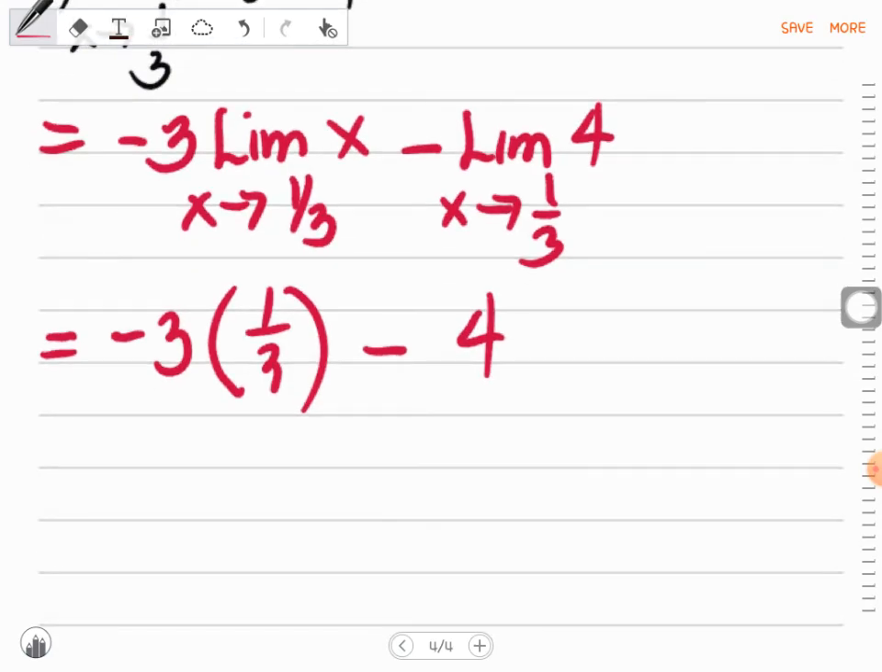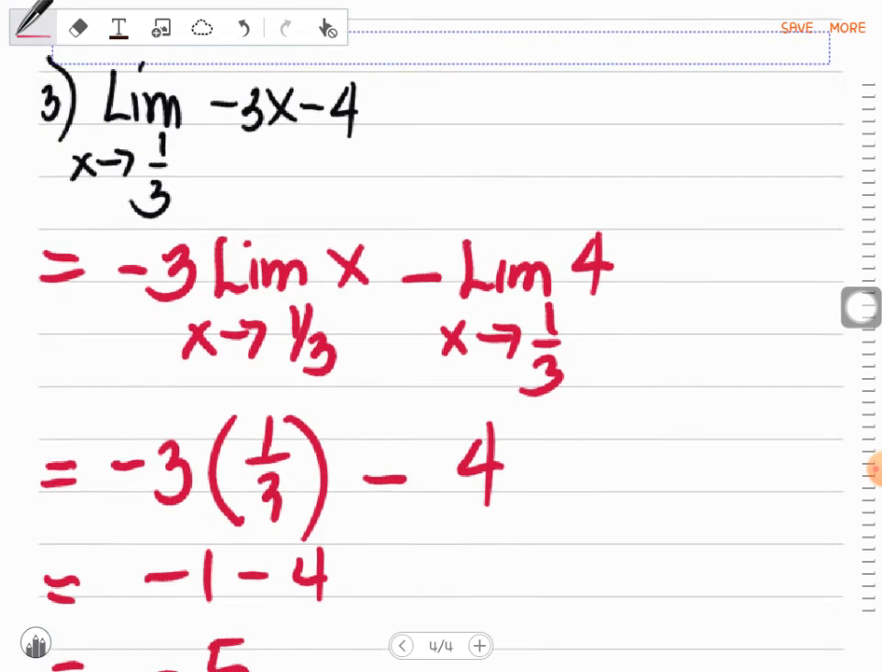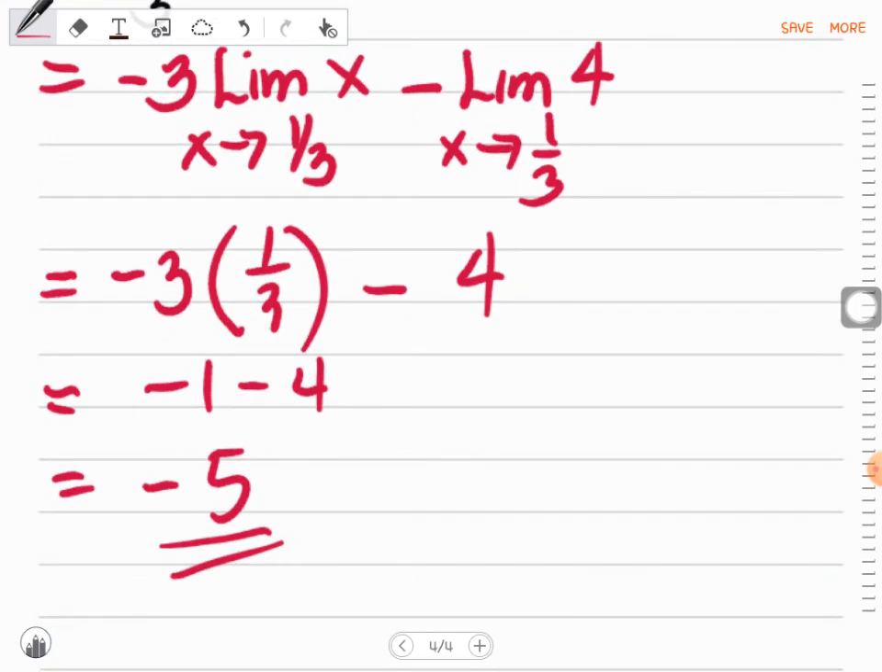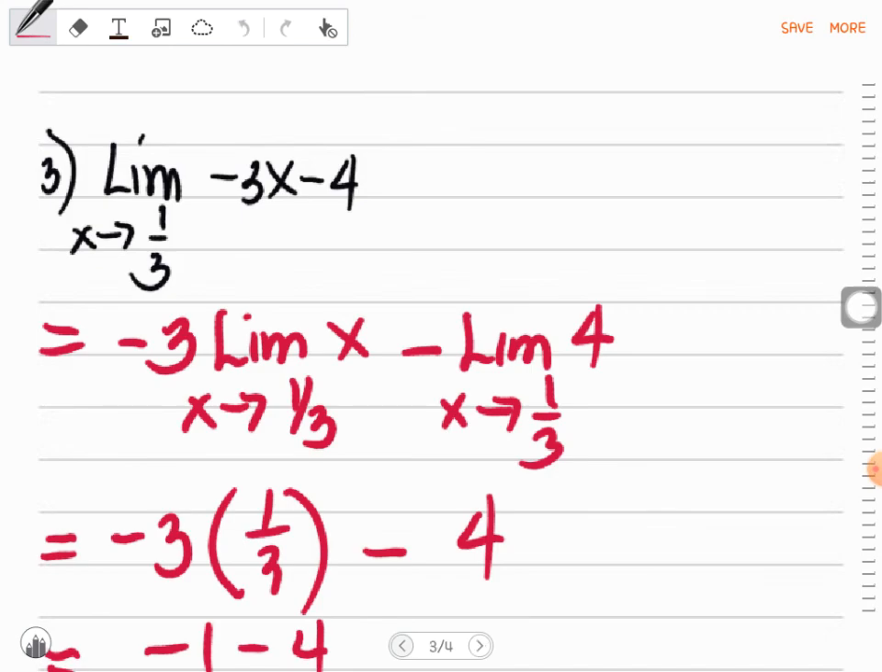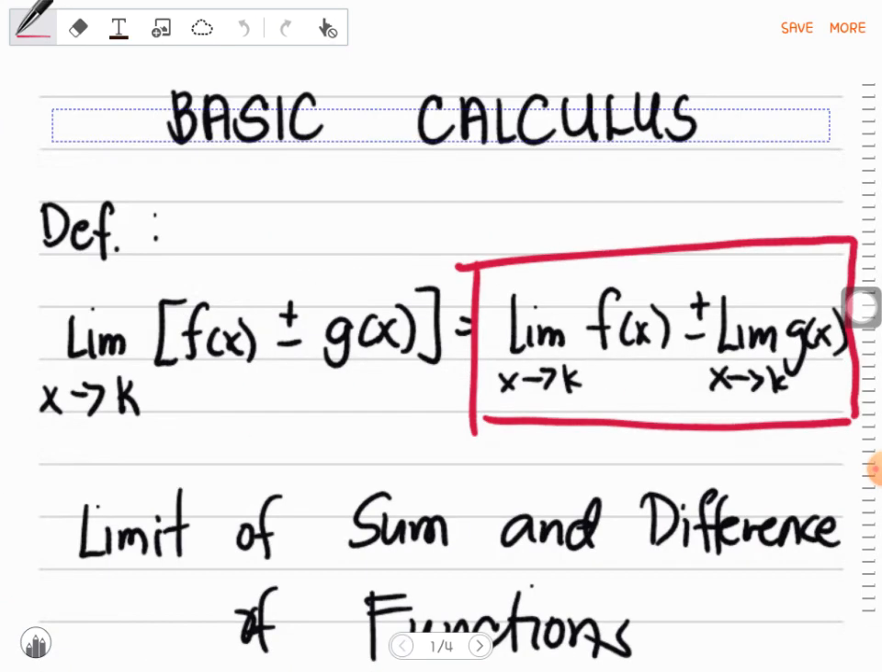Okay, now for the solution, we have negative 3 and 1/3 minus 4 because we don't have any literal coefficient here to substitute the value of x. So we have negative 3 times 1 is negative 3, divide 3, that's negative 1 minus 4. And the answer is negative 5. Therefore, the limit of negative 3x minus 4 as x approaching 1/3 is equal to negative 5. So that's all about the theorem of the limit of sum and difference of functions.